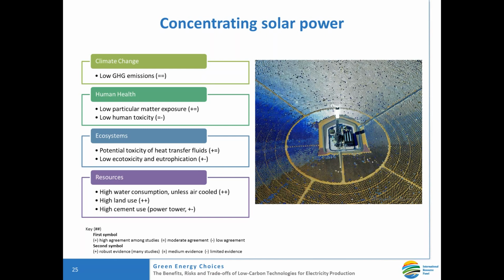There's a high land use. It is somewhat higher than in the case of photovoltaics in the plants that we have analyzed. And for the power tower, the facility we see here in the picture, there's a high cement use. I could imagine, however, that that's an issue that can be addressed through improved design in the future.